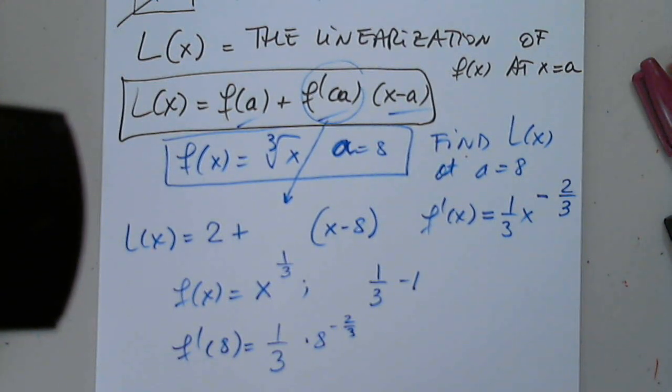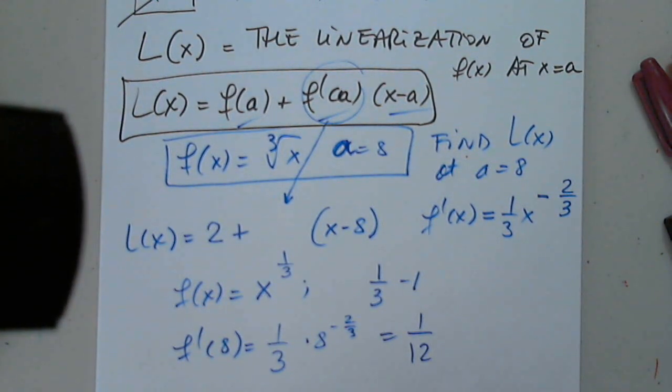Good. So we want 1/3, and then multiplied by 8, and the power, in parentheses, negative 2/3. And here's what we get. And I want to change it into a fraction. And here it is, 1 divided by 12. So this is 1 over 12. And I just put it in, 1 over 12. Okay?